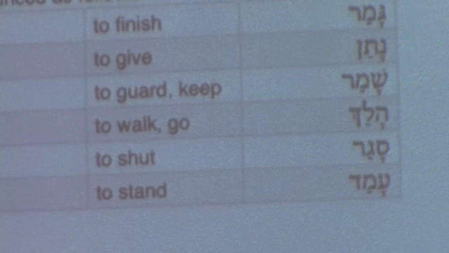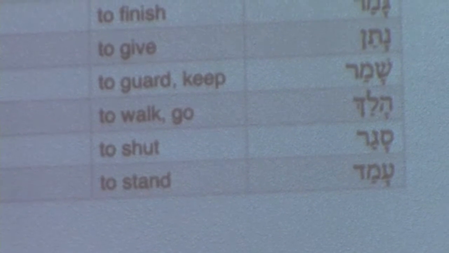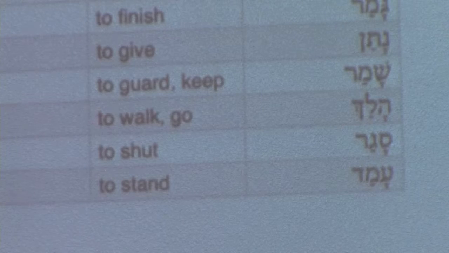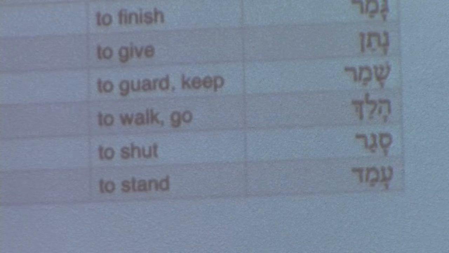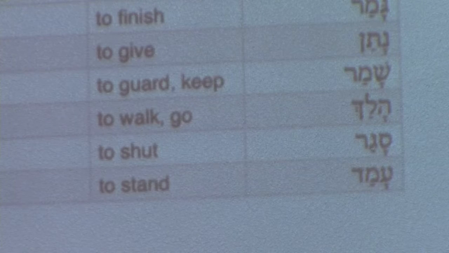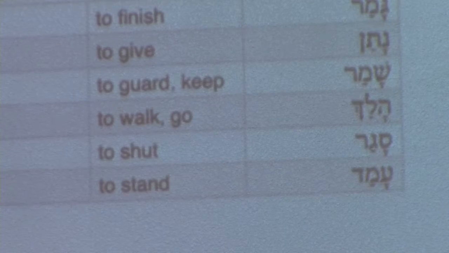To walk. Halach. Halach. Get a little bit more guttural at it when you get it right. Start off with just a CHK sound. Halach. Then halach. Get a little more guttural in there. Okay? This one sounds like something that people smoke. Cigar.